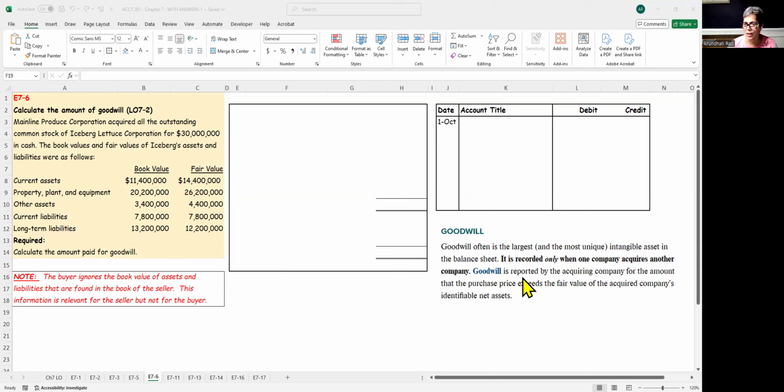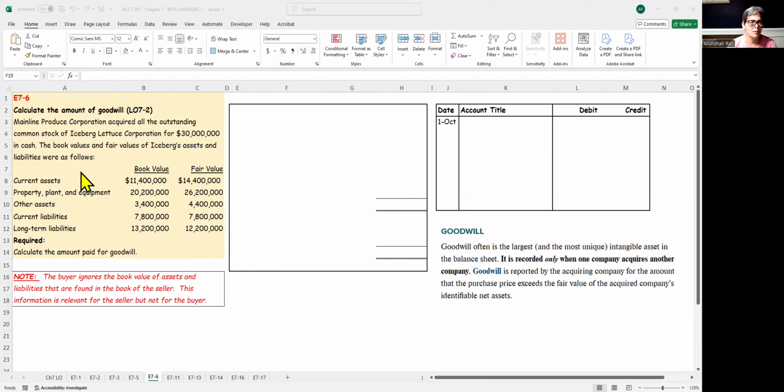So goodwill is reported by the acquiring company for the amount that the purchase price exceeds the fair market value of the identifiable net assets that they got. So basically, let's quickly go over this once again. When a company does a really good job and creates goodwill, as in a customer base, a loyalty base, they have created a name for themselves, someone is willing to buy them for more than what their net assets are worth. That extra that is paid is goodwill. So the company that created the goodwill never has it in their books. The one who buys it is going to have that in their books.